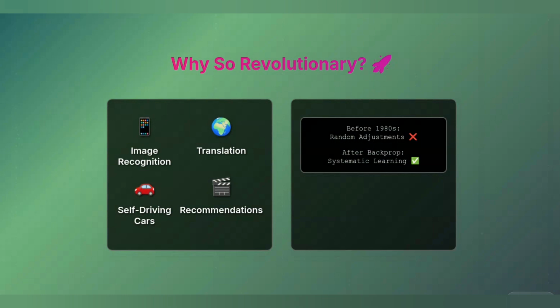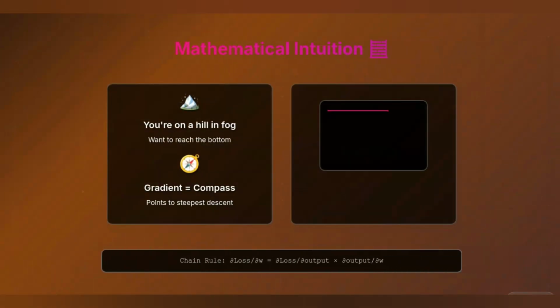What makes it so powerful is its efficiency. Instead of randomly adjusting network parameters and hoping for the best, backpropagation provides a systematic, mathematically sound way to improve the network's performance. It enables networks to learn complex patterns from data, making them incredibly versatile. Whether you're working with images, text, audio, or any other type of data, backpropagation can help your network learn meaningful representations. Now, let's build some mathematical intuition.